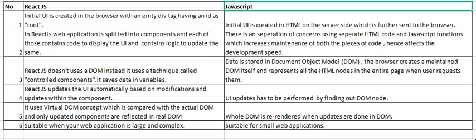Let's go to the fifth point. The fifth point is the virtual DOM concept in ReactJS, which is compared with the actual DOM, and only updated components are reflected into the real DOM. So basically the virtual DOM and real DOM comparison happens here, whereas in JavaScript the whole DOM is re-rendered whenever you update anything within that DOM.